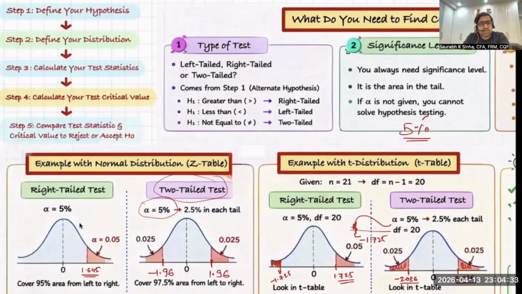In the next lecture, we'll finally close the loop and understand how decisions are made in hypothesis testing. What is the rejection area? What is the acceptance area in hypothesis testing?